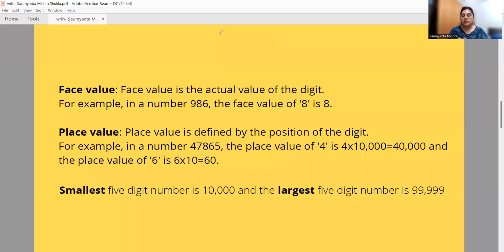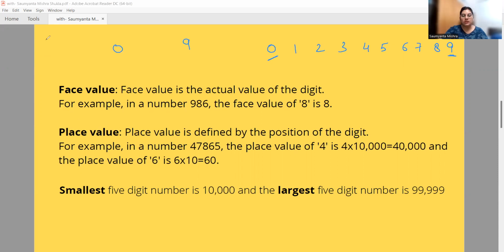Now, we know that the smallest number is 0 and the biggest number is 9. We know the numbers as 0, 1, 2, 3, 4, 5, 6, 7, 8, and 9. So 0 is the smallest number and 9 is the largest number. So in any given number, the one containing all the zeros will be the smallest number and the one containing all the nines will be the largest number.